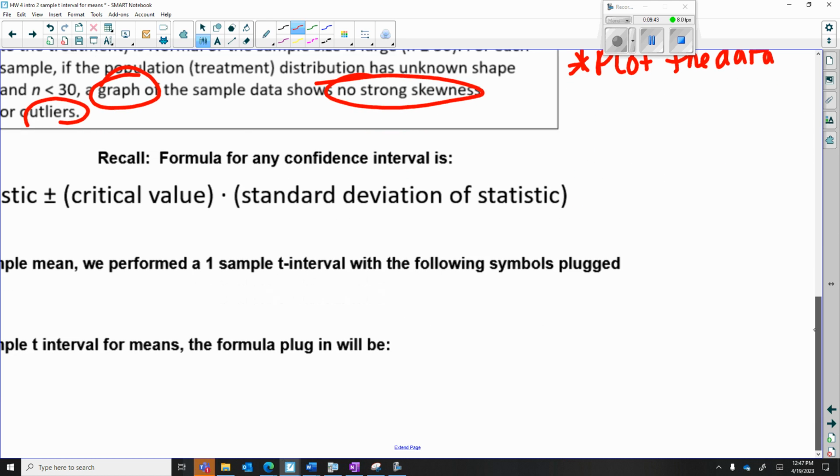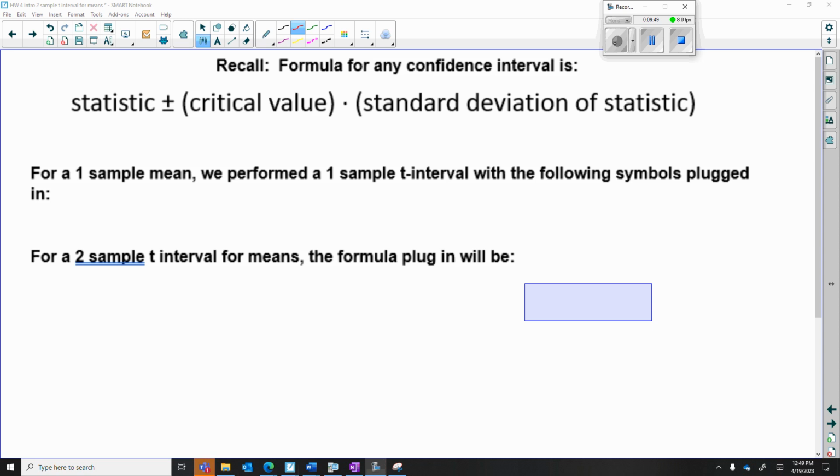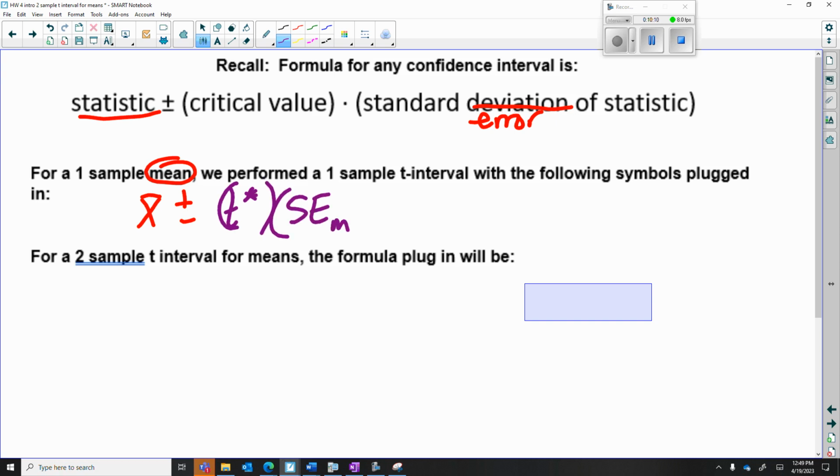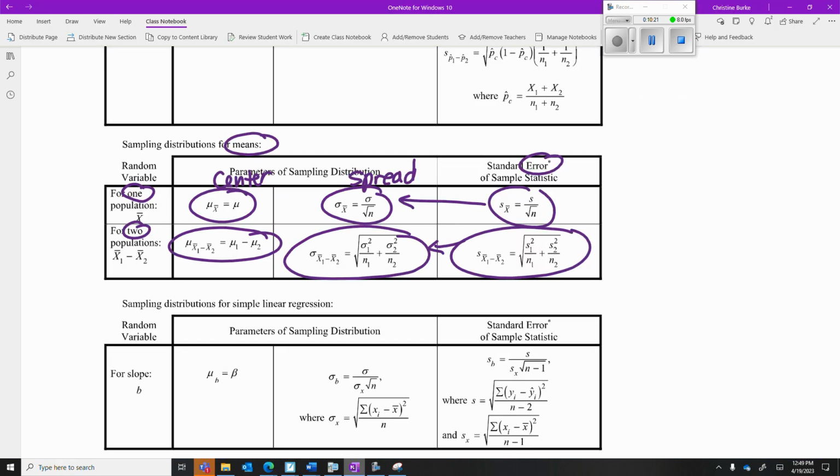Now, when we get into the formula for the confidence interval, you guys remember that in words, the formula was statistic plus or minus critical value times standard deviation or standard error of the statistic. So for means, the first one we started with, the statistic was x bar plus or minus t star for critical value times the standard error of the mean. So I could write x bar plus or minus t star times s over square root of n. And remember, it came right from here, s over radical n.